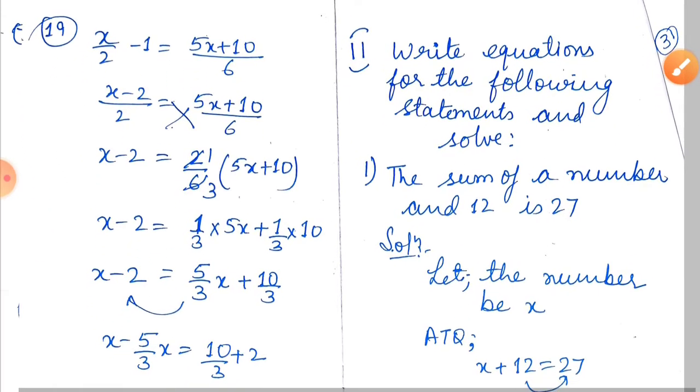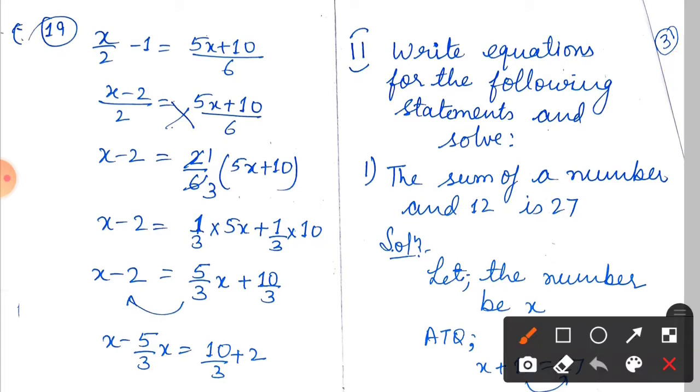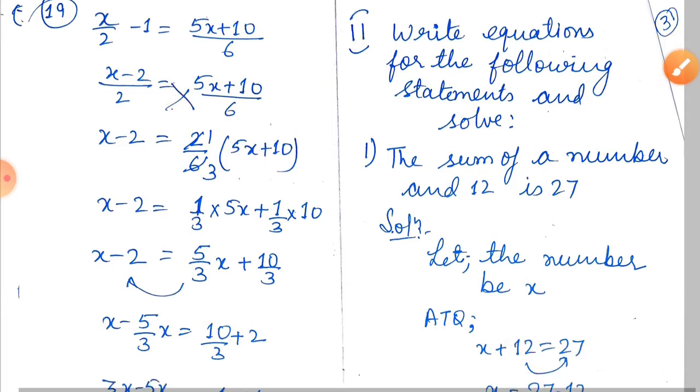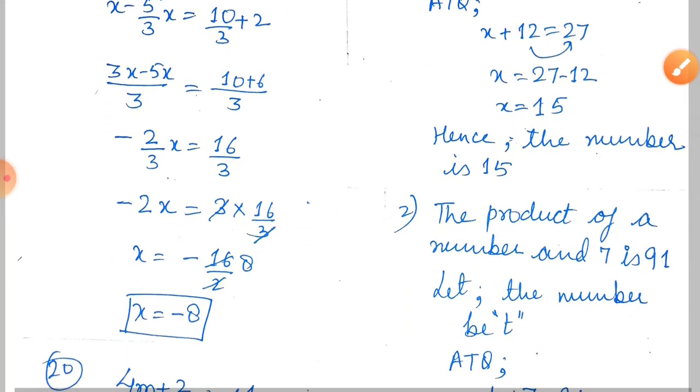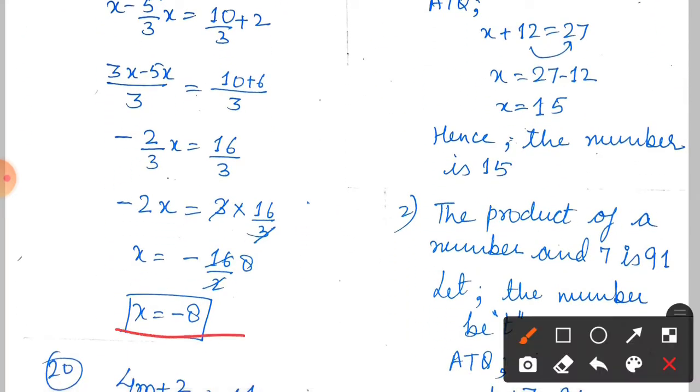Now come to question number 19. Again, first in the LHS we will take the LCM. Take the LCM and then apply the method of cross multiplication as we have discussed in the earlier question. So this 2 is multiplied with 5x plus 10, 6 is multiplied by x minus 2, and after simplification what we get is the value of x is equal to minus 8.